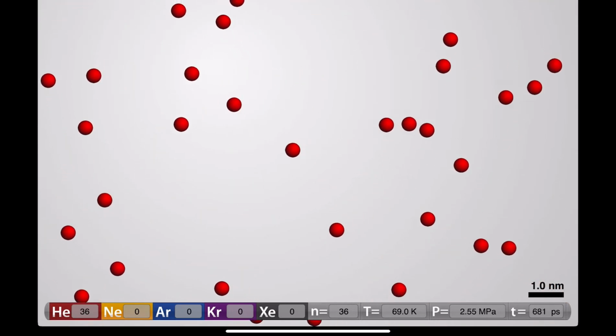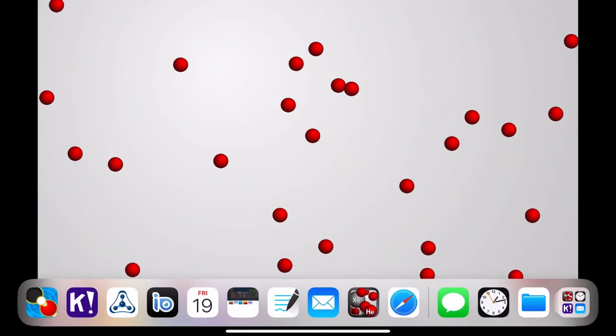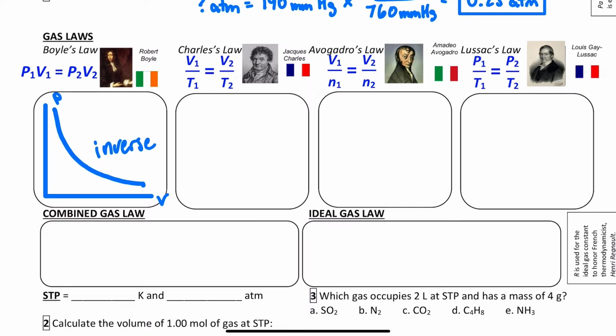You'll also notice the speed of the particles changes. We'll talk about that in a future lesson. So let's write down some of these relationships. The first one we saw was the inverse relationship between pressure and volume. As one goes up, the other one goes down, which means if I plotted pressure and volume, I would see an inverse relationship that looks like that.